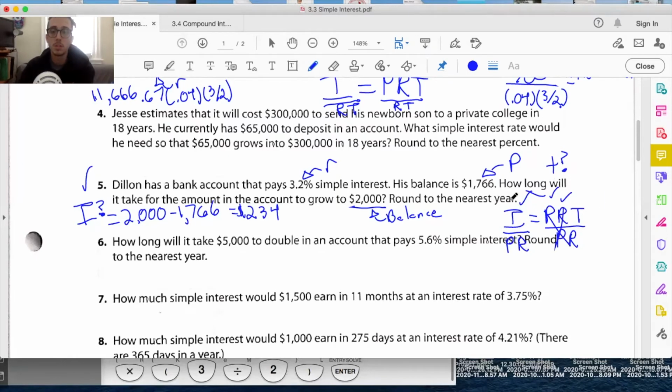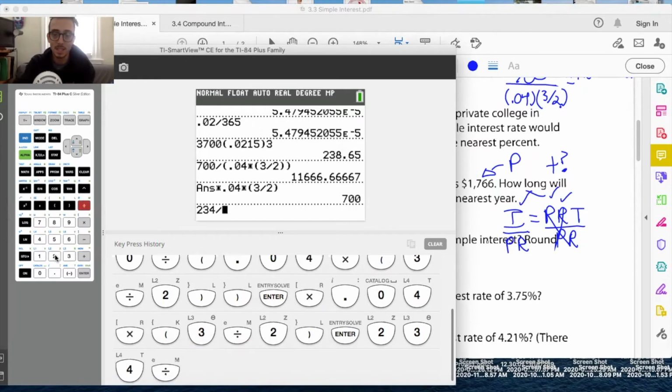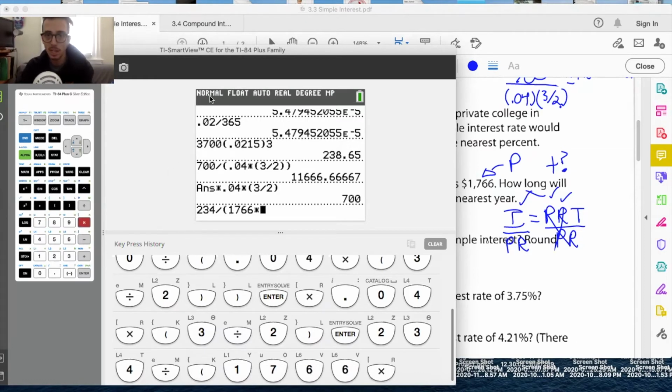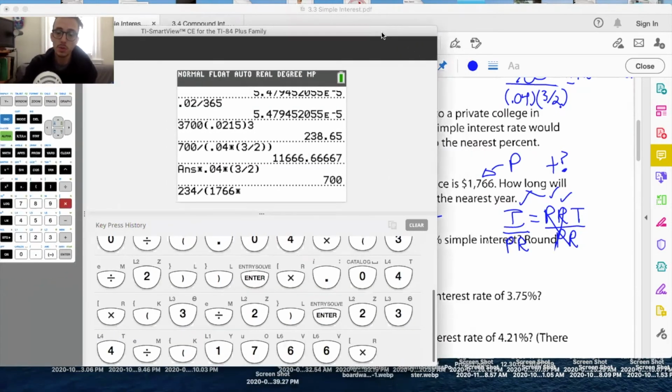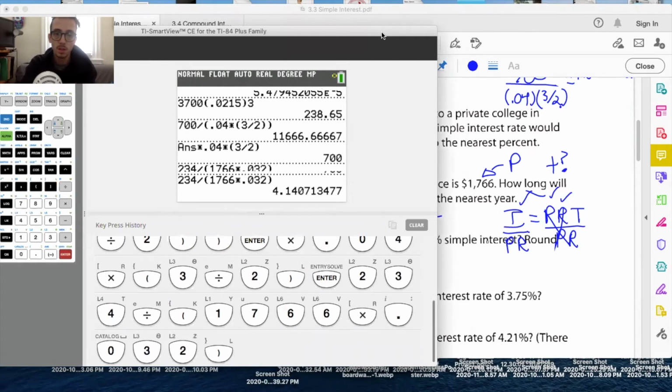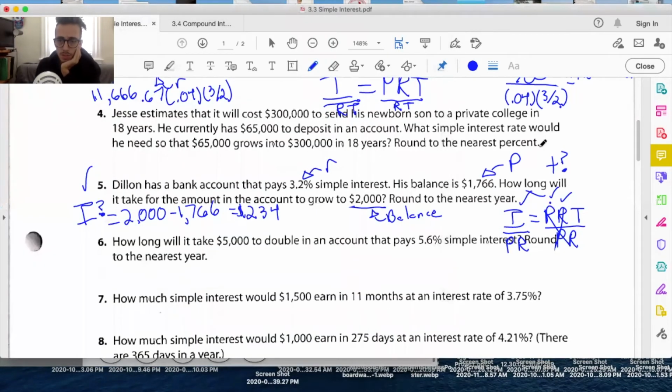Our time is going to be our interest over PR. So this should be 234, and then dividing it by our principal, which is 1766, and then multiplying by our rate of 0.032. So if we're rounding this to the nearest year, this should be about 4 years. So that should help. So T is approximately 4 years.